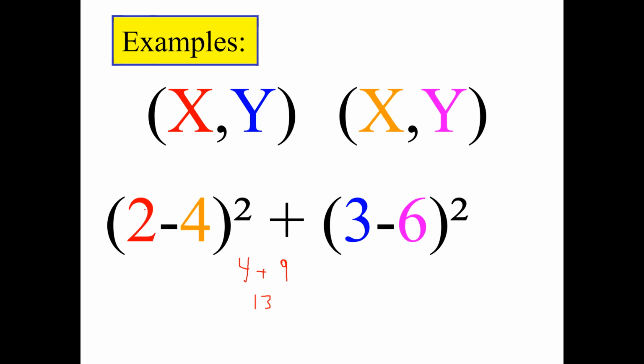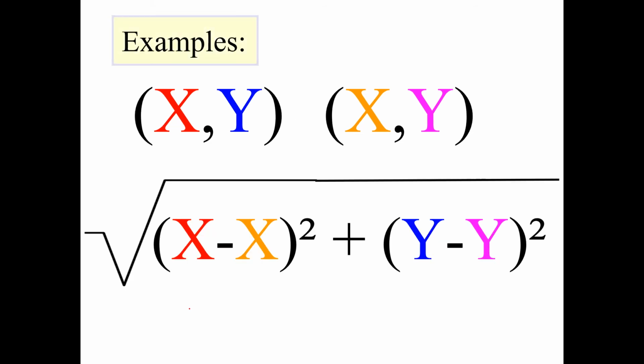I split up my x's and y's. X's go to this one, y's go to this one. Subtract them, square them, add them together. So next is the last and final step. We need to throw it under a radical. So this might be a little confusing. We're just trying to find the square root.